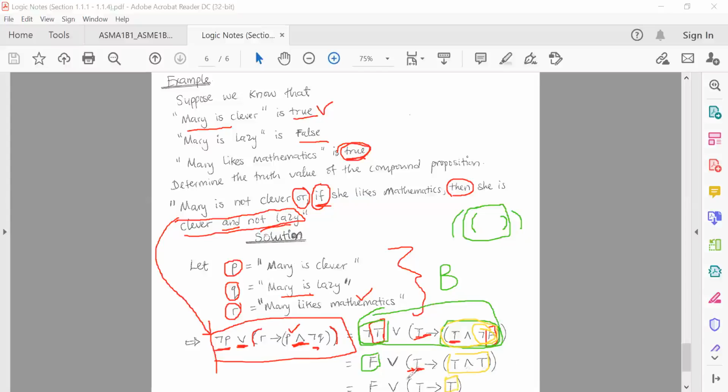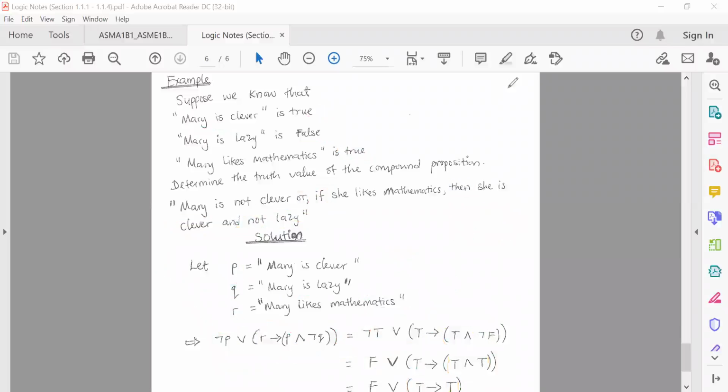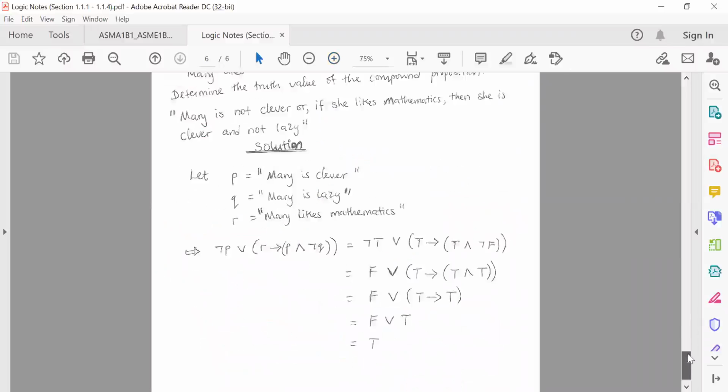We look at this bracket now. So this bracket, the outside. What is true implies true? Again, you know true implies true is true. So you're going to end up with false or true. All right, let me just go down quickly. There you go. So you see, true implies true, you see it's true. And they just have false or true.